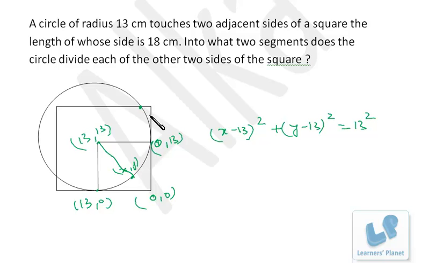Now this point is actually what? The height of this square, or side of this square, is actually 18. That means the y coordinate is 18, but we don't know the x coordinate. So I write the x coordinate as h and the y coordinate is 18. Now this point (h, 18) is also lying on this circle, and we have this equation of the circle. That means (h, 18) should satisfy this equation, right? So I put h and 18 over here in the place of x and y.